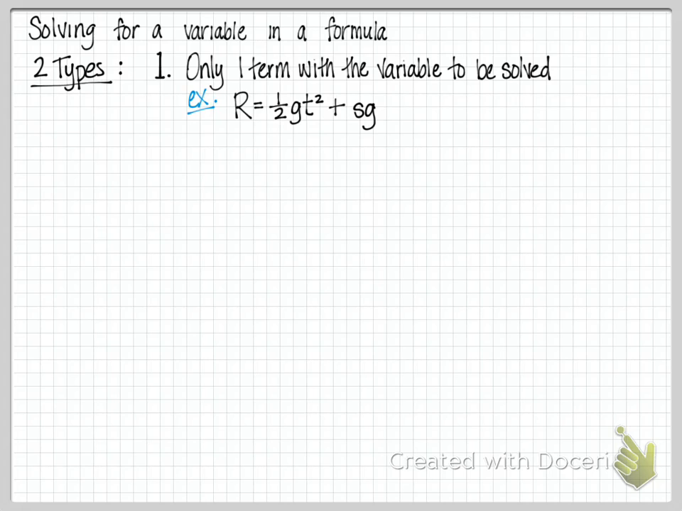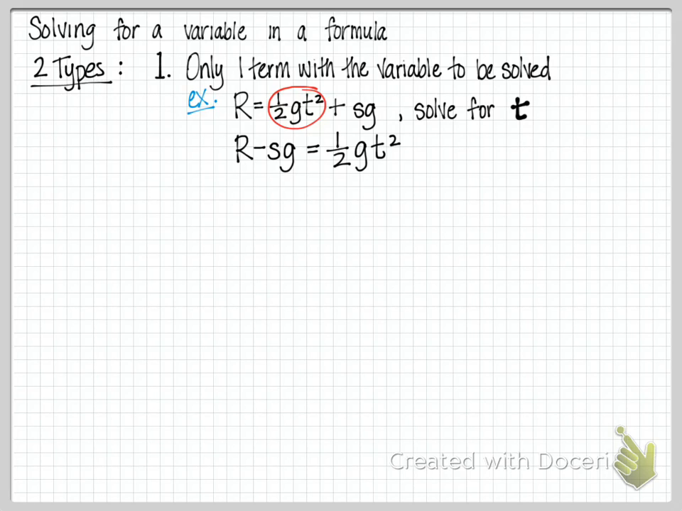Here's just some random formula: R equals 1/2 gt squared plus sg. And what you're going to solve for is t. Well, solving for t, notice there's only one term that has a t in it, and that's this term right here. It's the only term that has a t in it. So we need to isolate that term, so we're going to subtract the sg from both sides.